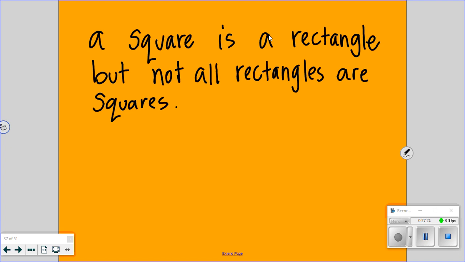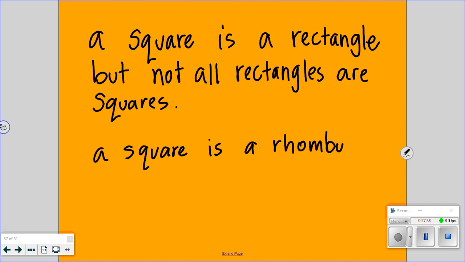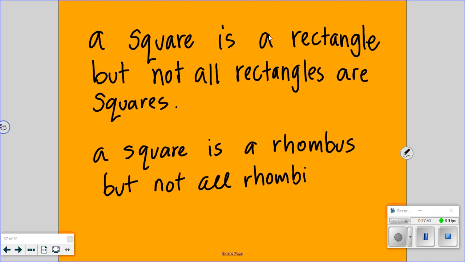We just learned this too. A square is a rhombus, but not all rhombi. Rhombi is the plural of rhombus, kind of like octopi is the plural of octopus. Like a square is a rhombus, but not all rhombi are squares.